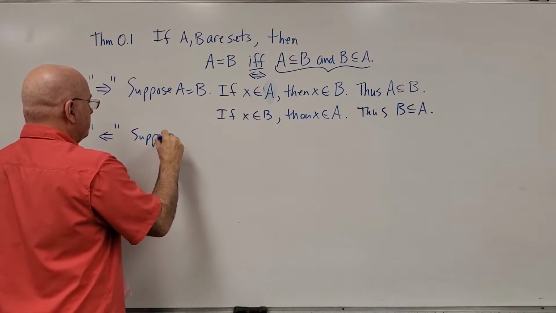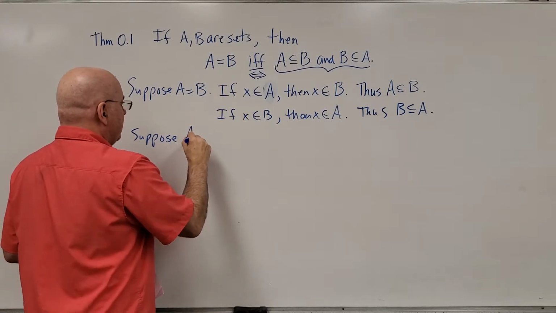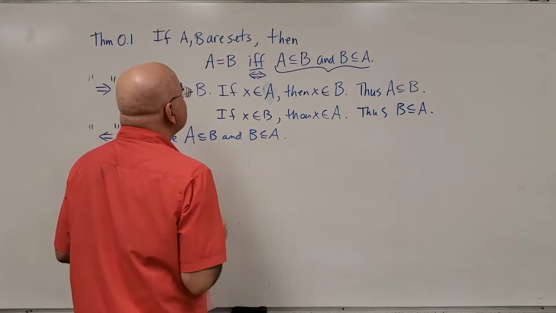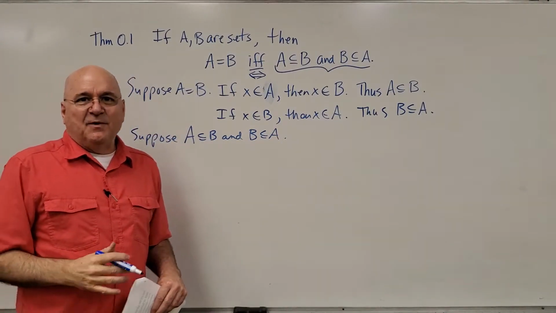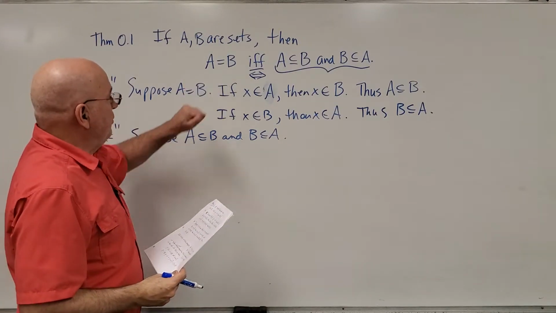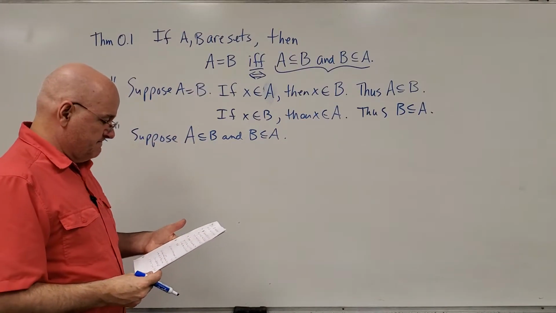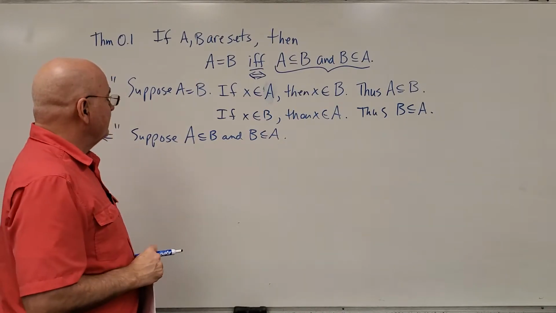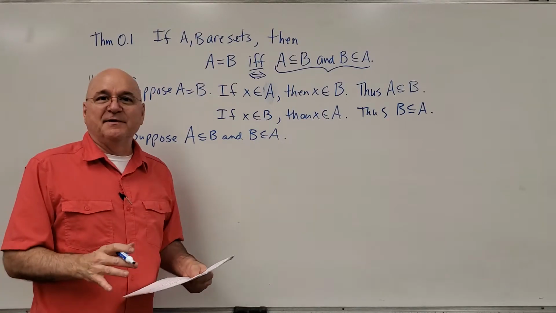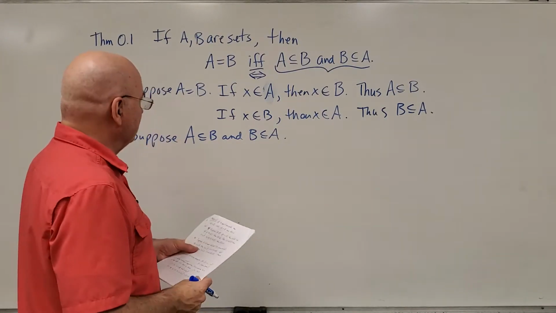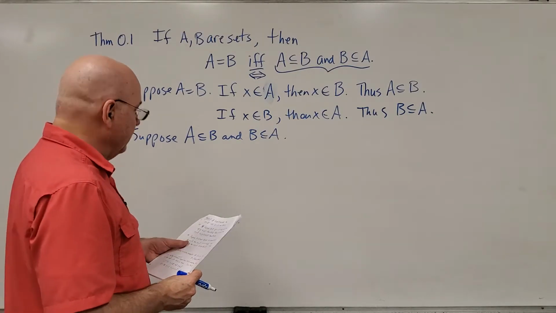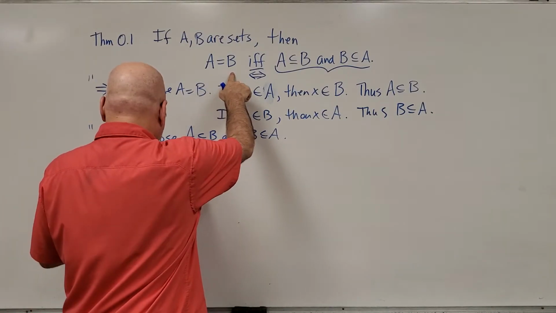Suppose A is a subset of B and B is a subset of A. You could almost just say, well, by the definition of equals, A is equal to B. Maybe I'll put a few words into it just to make it look like a real proof. Suppose A is a subset of B and B is a subset of A. And our goal is to prove that A is equal to B.